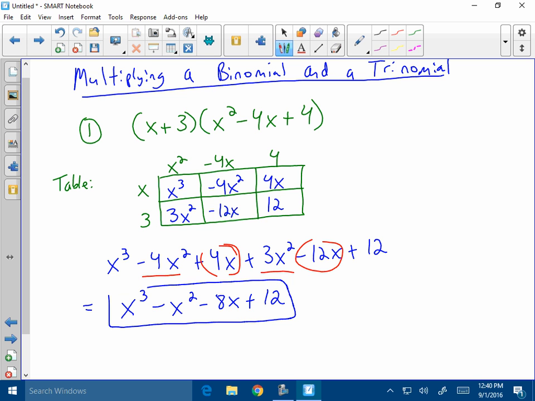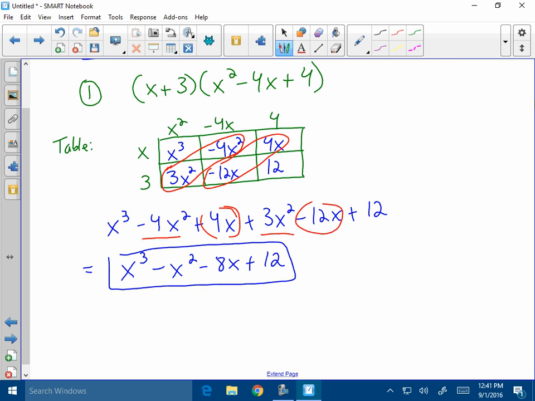And there's my product. Now, one of the reasons why I really like this table method is that you can skip this whole step of writing it out. If you check out what's happening in the table, notice that the like terms are actually very close to each other. They're kitty corner. Here's the 3x squared and the negative 4x squared, and then negative 12x and 4x can go together. And then the x cubed and the 12 don't go with anybody, so they're on the ends. So it's pretty easy to tell from the table which like terms go together, which is another reason why I really like doing it this way.